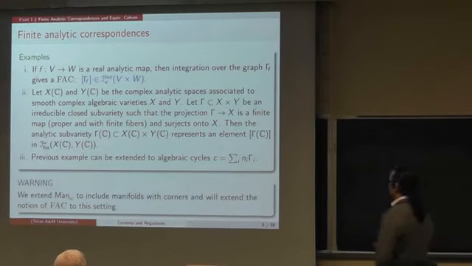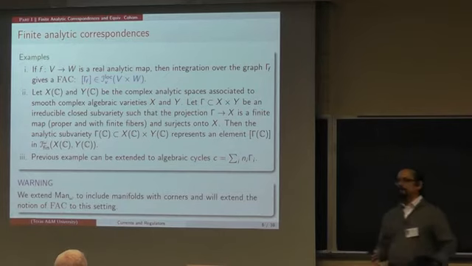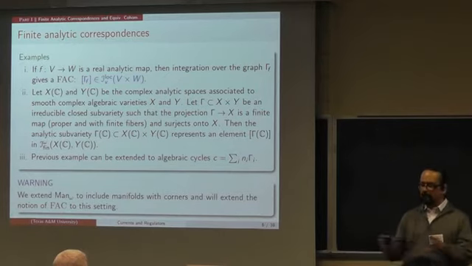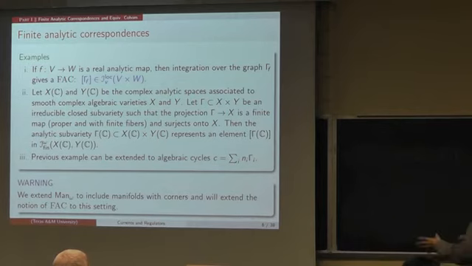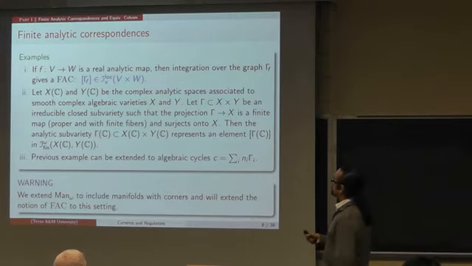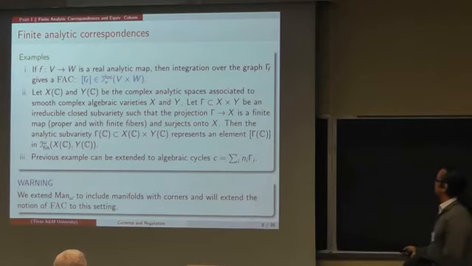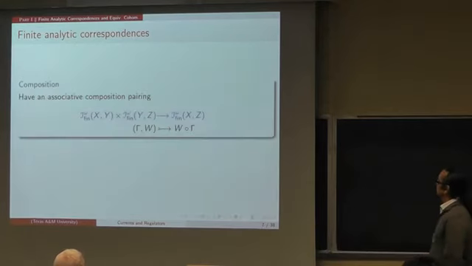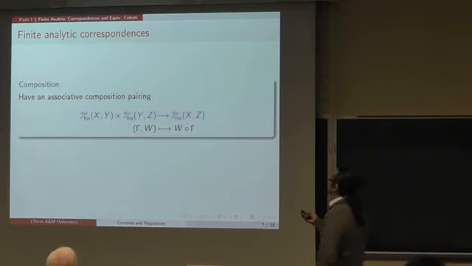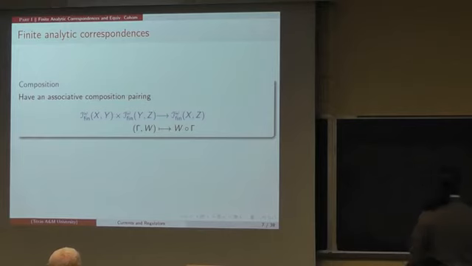And now we're going to extend this a little bit to include manifolds with corners. You can just try to extend the notion of finite analytic correspondence to this setting. I will skip details on that, but you can extend that to manifolds with corners. And now we have a composition pairing between finite correspondences. Suppose you have a correspondence here between X and Y.